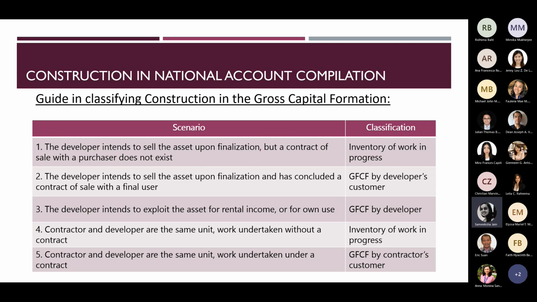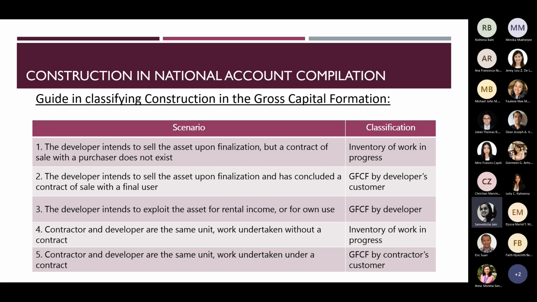The fourth category is if the contractor and developer are the same unit. The contractor could be anyone who's hired by the developer to actually carry out the construction process. In the scenario that they are the same unit, that is, the developer himself or herself is constructing the output, and this work is undertaken without a contract, again, we will do what we do in the case of absence of a contract, and we count this as an inventory of work in progress.